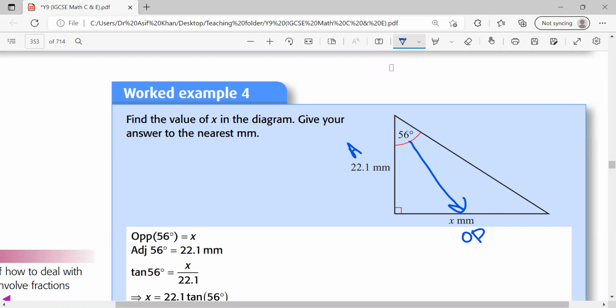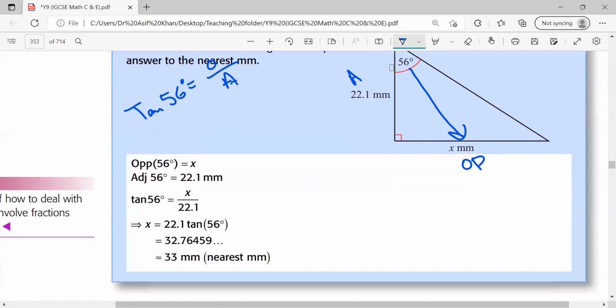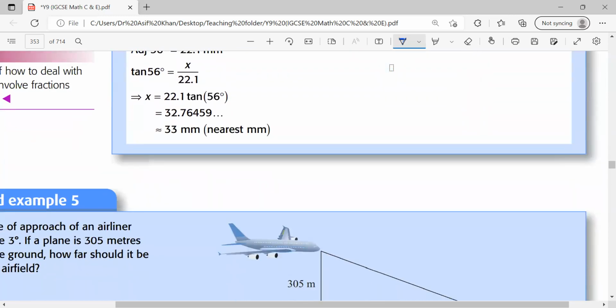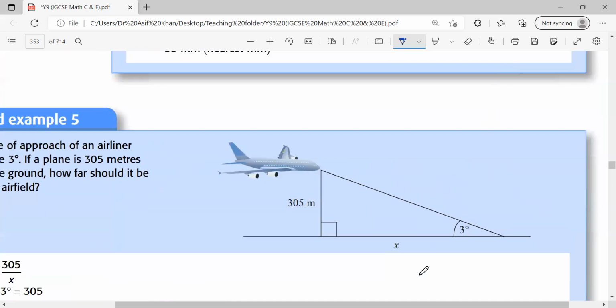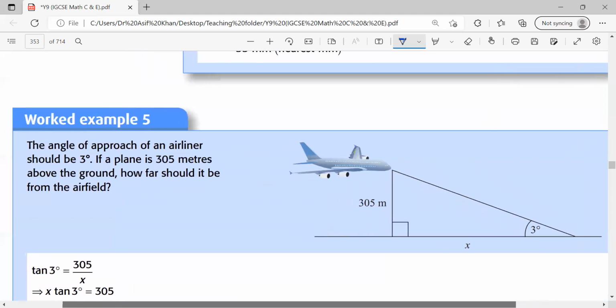What is the formula of tangent? Tangent of angle is opposite over adjacent. Yes, tangent of 56 degrees is opposite over adjacent. Different shapes can be given in different formats. You have to just identify where is opposite and adjacent. A written example is there. You can go through this example. Now in a real life example, how is it applicable? You can see like this.